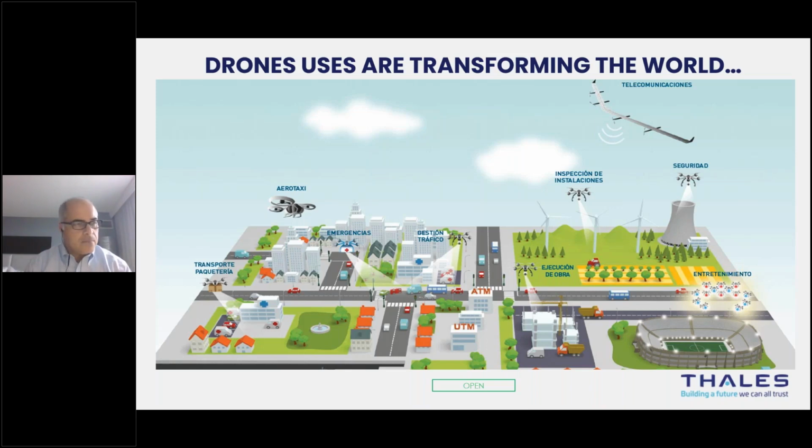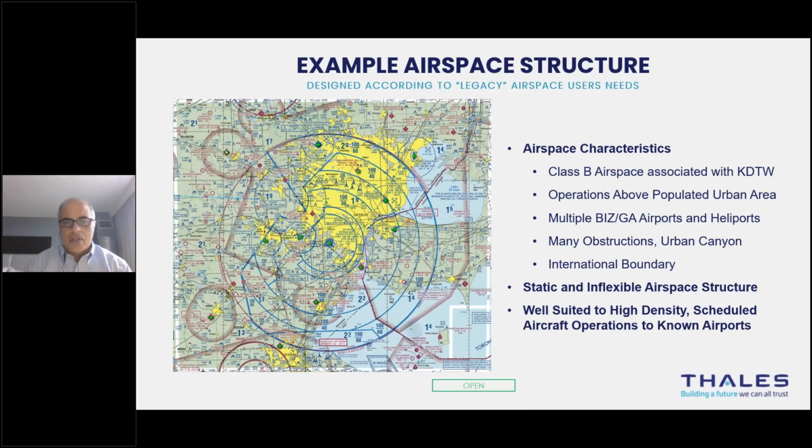Next slide, please. Because most of the airspace has been structured historically to support what I call, quote unquote, legacy airspace users: military operations, commercial operations, business aviation, general aviation, some helicopter operations. The chart you see here is a very typical sectional that describes the airspace. With the classifications, you have a variety of airports, you have obstructions, you have an international boundary there. This happens to be around the Detroit area. This airspace, in fact, is fairly static and inflexible.